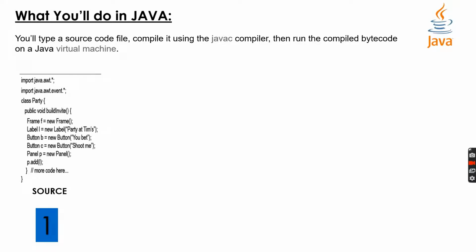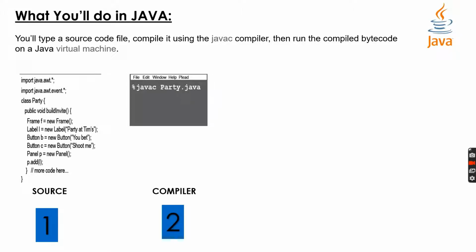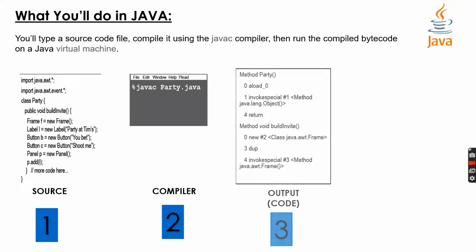Type your code and save it as Party.java. Type this code shown on the screen. Compile the Party.java file by running javac, the compiler application. If you don't have errors, you will get a second document named Party.class. The compiler-generated Party.class file is made up of bytecode.